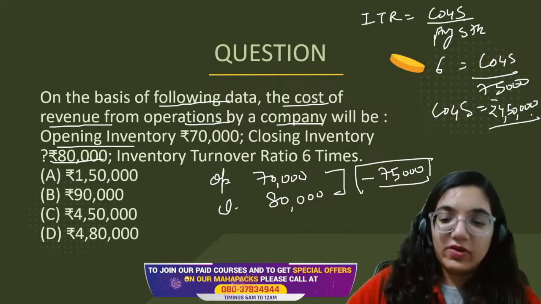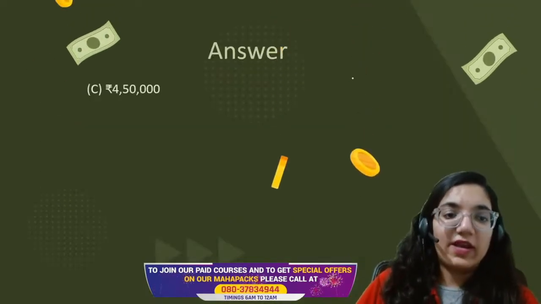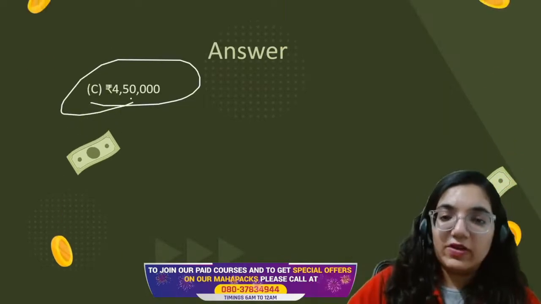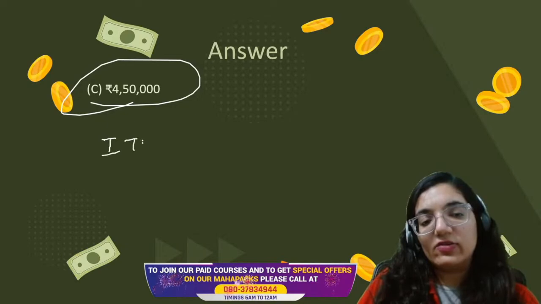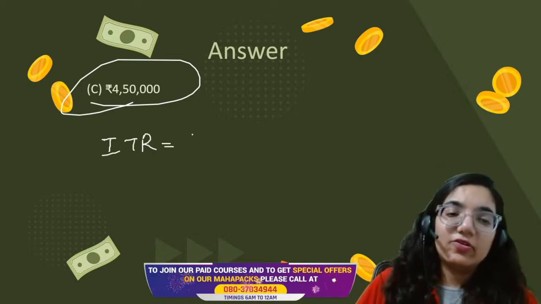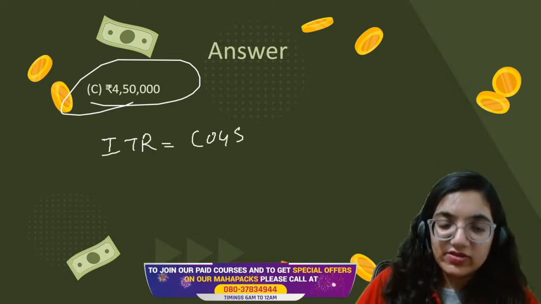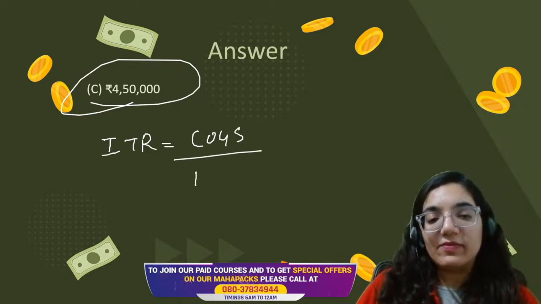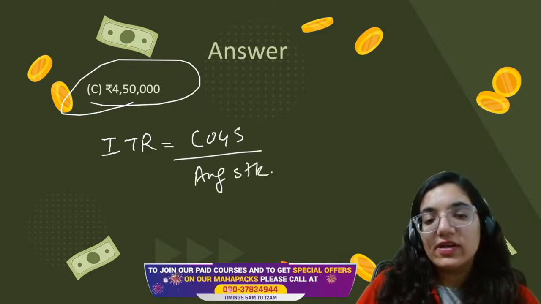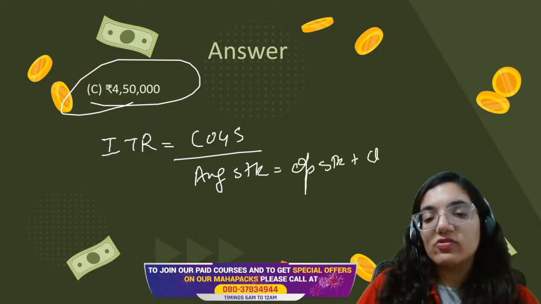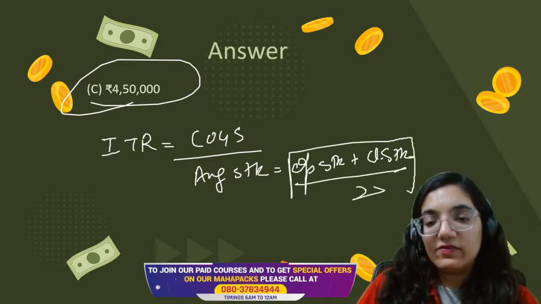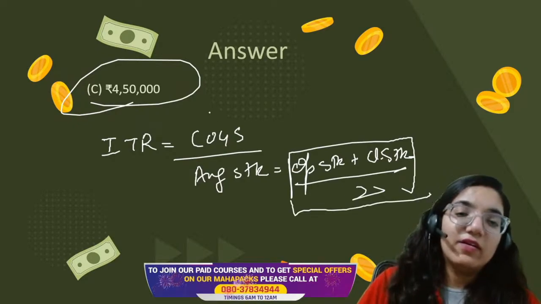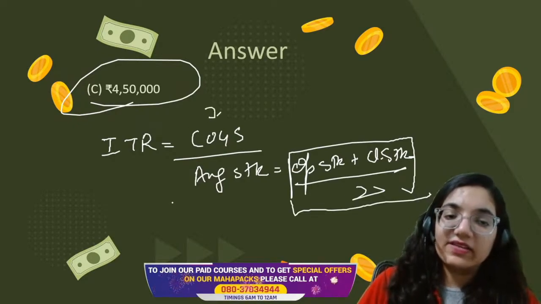Okay, now moving on to the next question. That is 4,50,000. How do we use it? This is called inventory turnover ratio. Inventory turnover ratio can be specified as COGS, that is cost of goods sold, divided by average stock, where the formula for average stock is opening stock plus closing stock divided by 2. This is the formula that we use. By using this formula, we are taking up the COGS as well as the average stock.